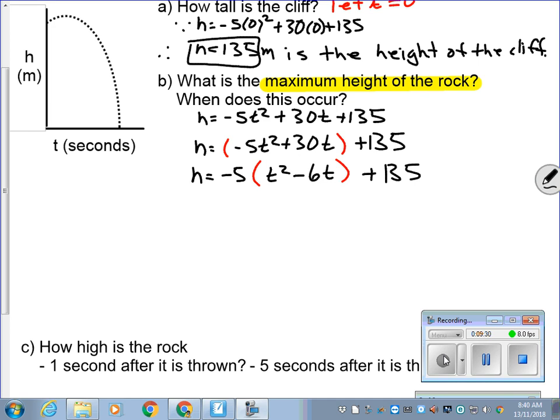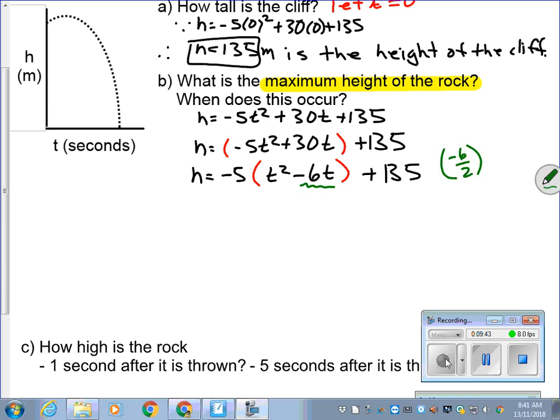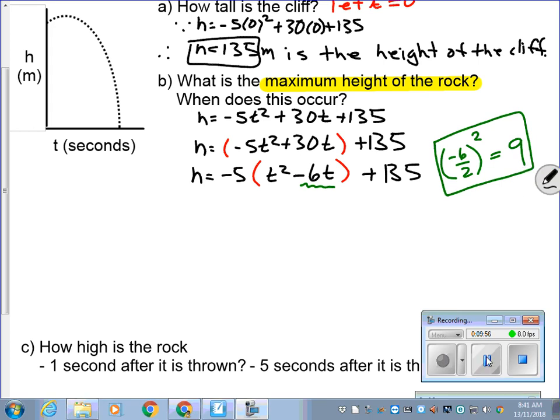And now that we've done that, we have to find the thing that we're going to add and subtract. In this case, we're literally going to take negative 6, divide it by 2, and then square it. And you end up with the 9. So we're actually going to be adding 9 and subtracting 9 in our bracket. So in essence, we've added plus 9 and minus 9 to our bracket.